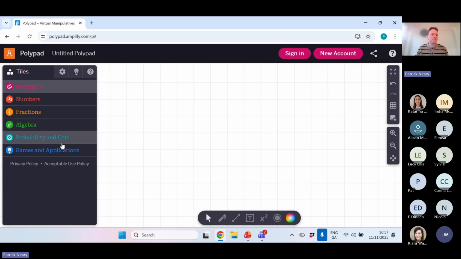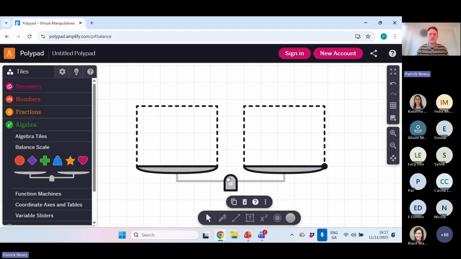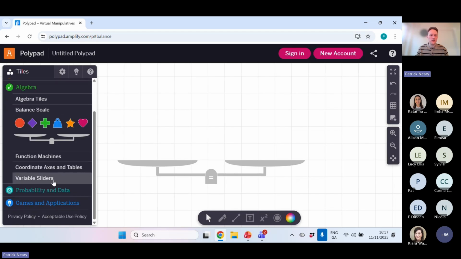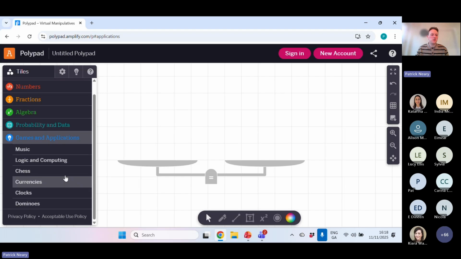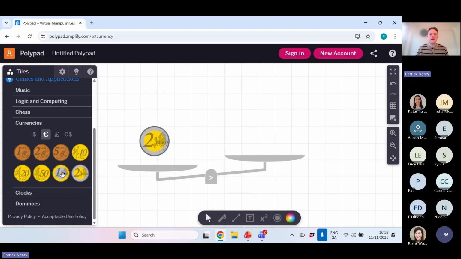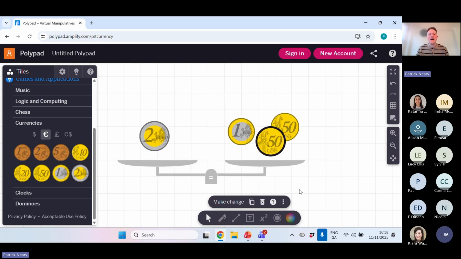Next one is down in our algebra tools, and this is a tool I've only recently started using, the balance tool, but it's so useful. So it's this whole idea of balancing equations and so much that can be used with it. So if I go down to my currencies and I go to money, I can put €2 on one side and €1 on one side and ask the class, well, what will balance the scale? And they'll pick what to put in and make it balance.